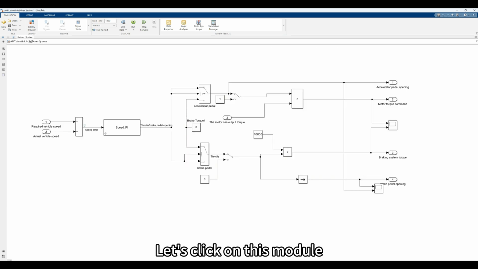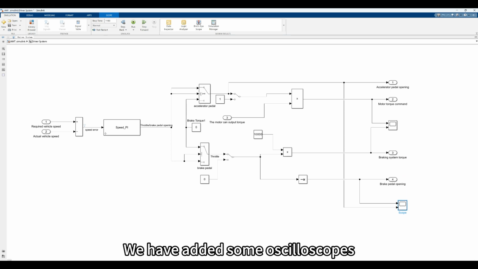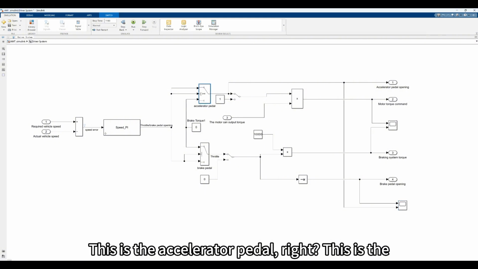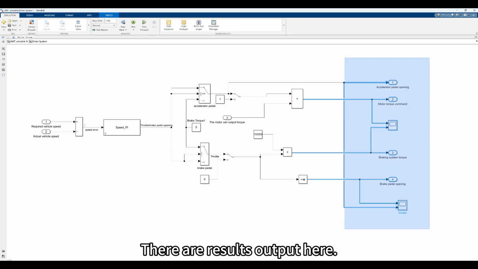Let's click on this module. Let's take a look at the models and calculations inside. We have added some oscilloscope and selection modules. This is the accelerator pedal, right? This is the automatic pedal. There are results output here.